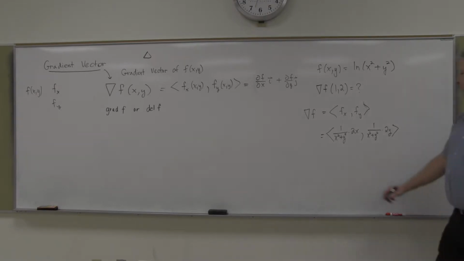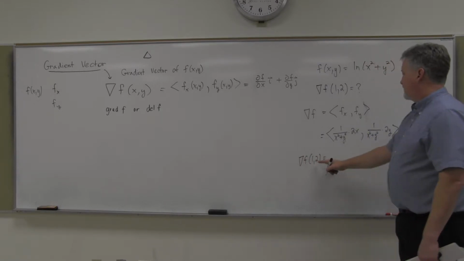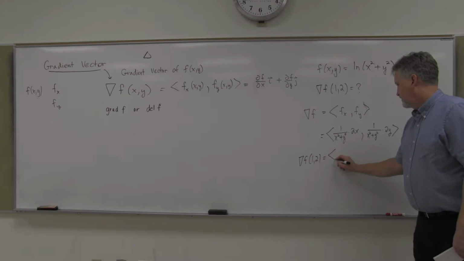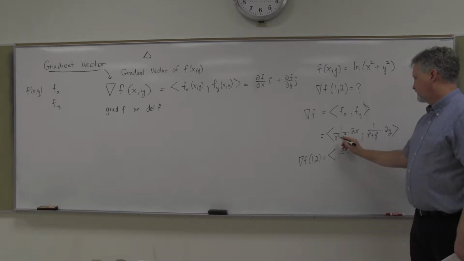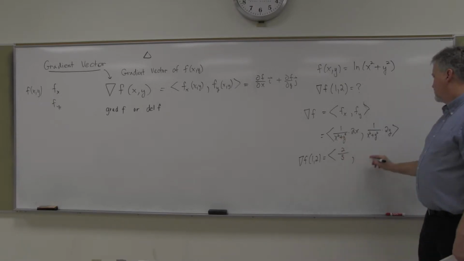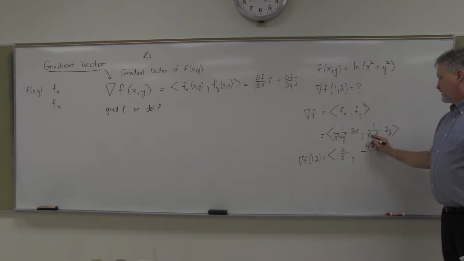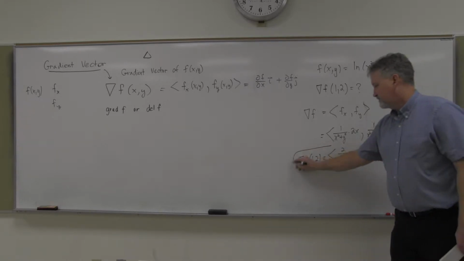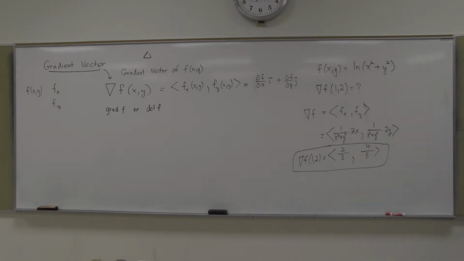So the gradient of f at 1, 2, now just plug in x is 1, y is 2. Let's put the 2x on top, so it'd be 2 over, x is 1, y is 2, so 1 squared plus 2 squared, 2 over 5. And this would be 2y, so 2 times 2 would be 4, over 5. So it's what it is. That's another thing to compute, the gradient.